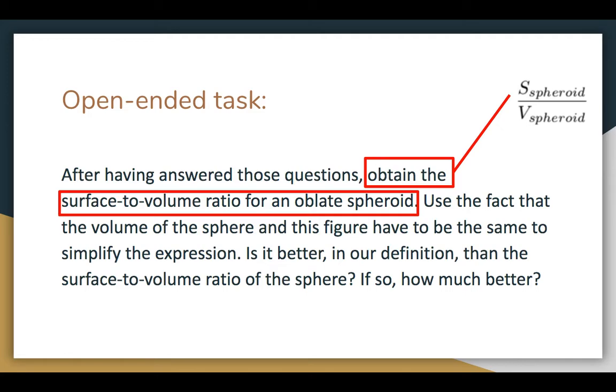Now, this is not as easy as it seems, because you just don't put the surface formula over the volume formula.